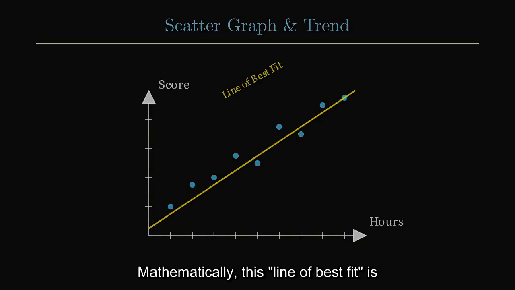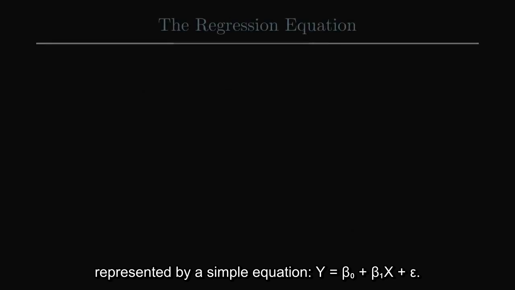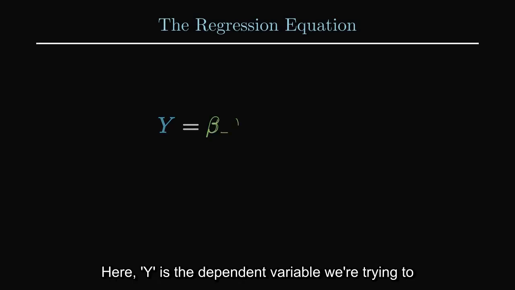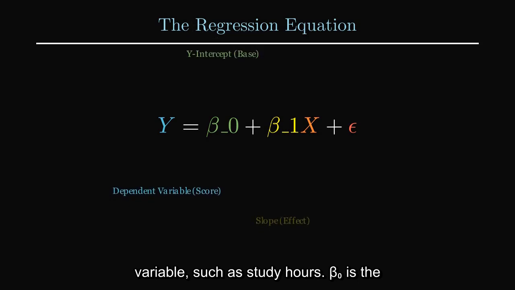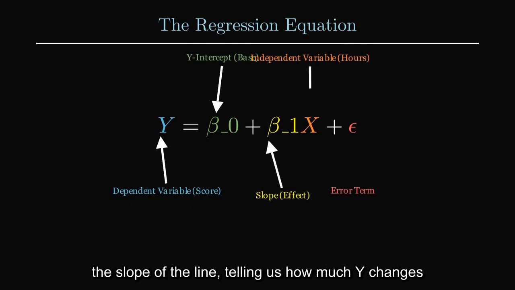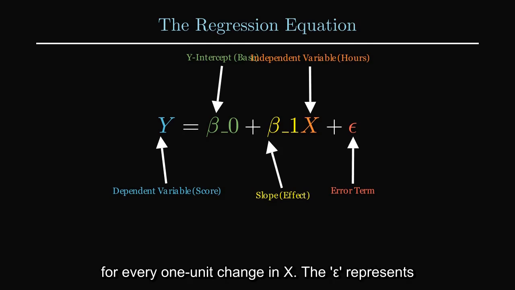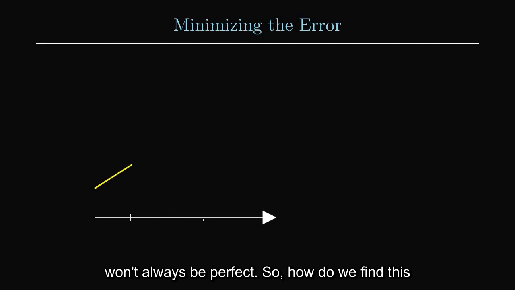Mathematically, this line of best fit is represented by a simple equation: y equals beta zero plus beta one x plus epsilon. Here, y is the dependent variable we're trying to predict, like exam scores. X is our independent variable, such as study hours. Beta zero is the y-intercept, the value of y when x is 0. Beta one is the slope of the line, telling us how much y changes for every 1 unit change in x. The epsilon represents the error term, acknowledging that our predictions won't always be perfect.